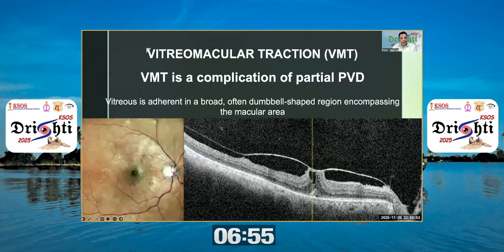So what is vitreomacular traction? That is a complication of a partial PVD. The partial PVD is the cause of why this VMT happens. Here the vitreous is adherent in a broad dumbbell-shaped region encompassing the macular area.